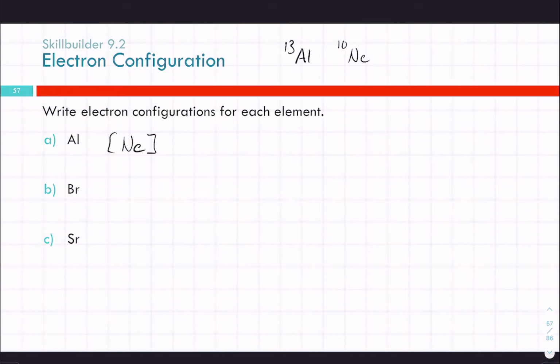So how many more electrons than neon do we have? 3. So what orbital are we going to fill first? S. And what principal? We're in the third row of the periodic table. So it's 3s. How many electrons? We have 3 electrons, but we can only put 2 in the s orbital. So 3s2. And then what comes after 3s2? 3p1. Because we have 1 more electron left over.